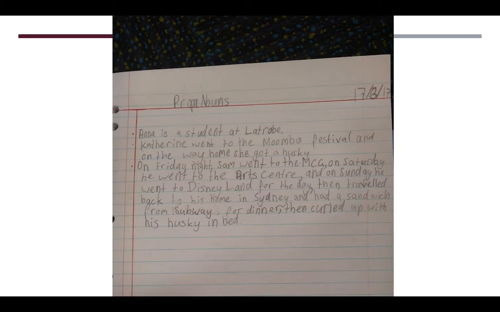So this is an example of a student's work. The first sentence is, Anna is a student at La Trobe. Another sentence is, Catherine went to the Moomba Festival and on the way home she got a husky. So we can see that the student has identified the proper nouns by giving them a capital letter. So for example, the names, Anna and Catherine, La Trobe, the university, Moomba with a capital M.